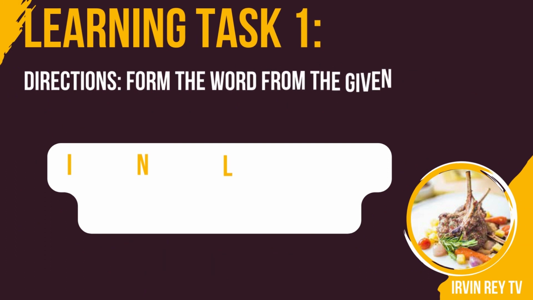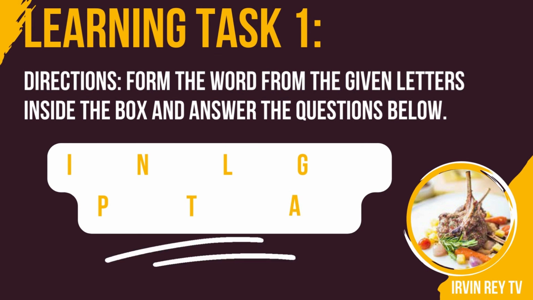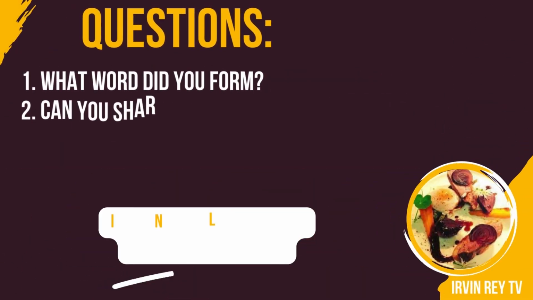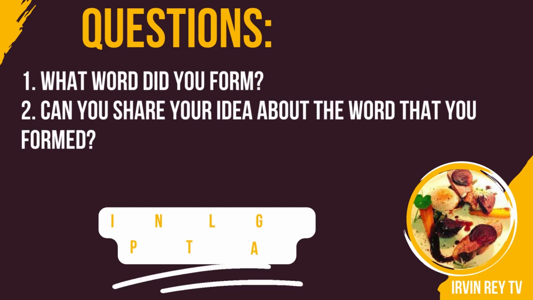Learning Task 1. Directions: Form the word from the given letters inside the box and answer the questions below. Questions: 1. What word did you form? 2. Will you give your idea about the word that you formed?